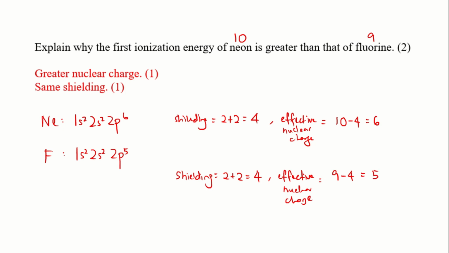So let's look at the answers again. Greater nuclear charge of neon compared to fluorine. Same shielding. If this is a 3 marks question, the third point will be greater nuclear attraction for electrons in neon, because the strength of nuclear attraction depends on the effective nuclear charge, and neon has higher effective nuclear charge compared to fluorine.